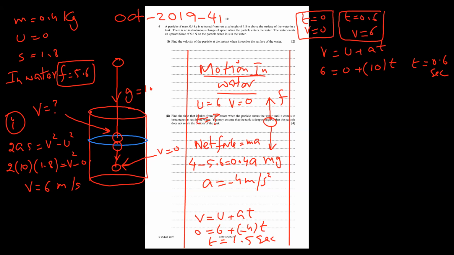So we add this 0.6 and this 1.5. Why add, sir? Because when it enters, we have this 0.6. After that, it will take 1.5 seconds. So 1.5 and 0.6 means 2.1, and velocity again becomes 0. So I think you got the idea.